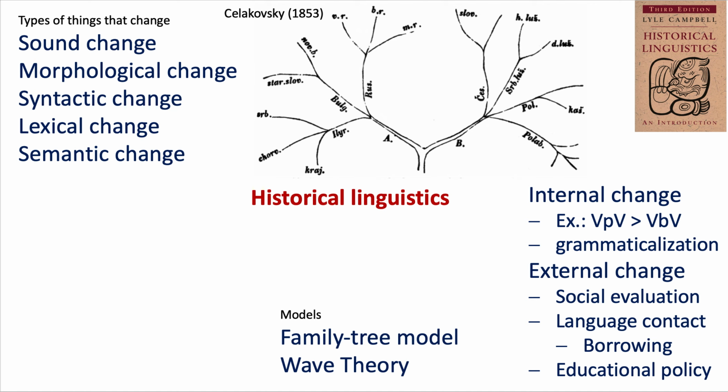Above you see one of the oldest examples of a family tree. This is one of the Slavic family by Schleicher. It splits up the family into an eastern and western branch, as you can see.